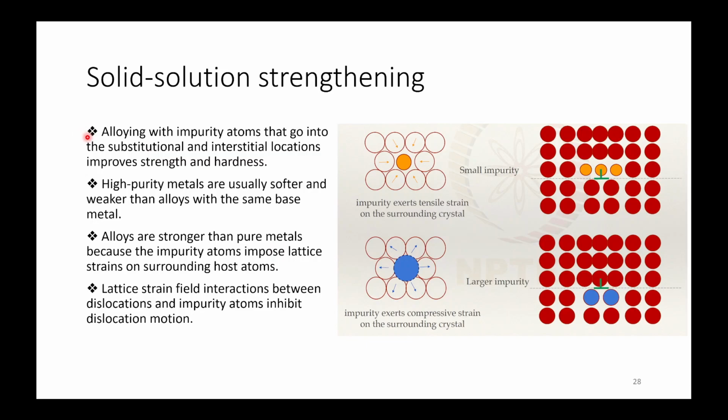Alloying with impurity atoms that go into the substitutional and interstitial locations improves strength and hardness. Because of these strains, your material strength is improving. High purity metals are softer compared to alloyed materials, and alloys are stronger because of lattice strains on surrounding host atoms. Lattice strain field interaction between dislocations and impurity atoms inhibits dislocation motion.